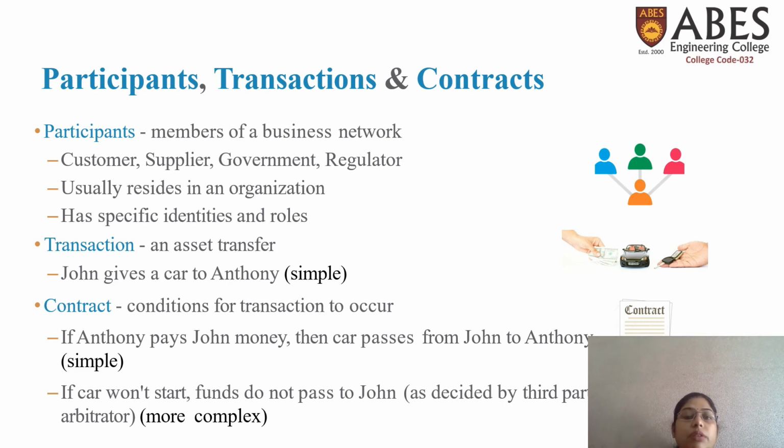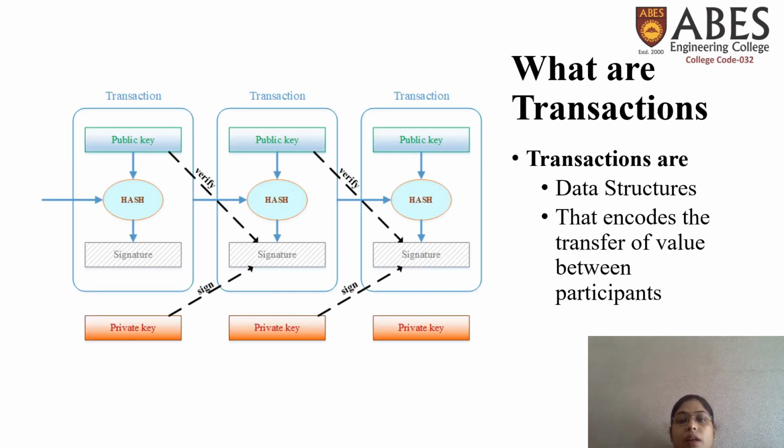So in blockchain, these three things are very important: participants, transactions, and contracts. So let's cover more about the transactions. What are transactions? Transactions are basic data structures that encode the transfer of value between the participants. So basically, what is a transaction? A transaction is basically what is happening between me and John, right? We are recording that in a data structure, in a particular format. What is a data structure? A data structure is basically storing data in a structured format, right? The format that is decided in advance.